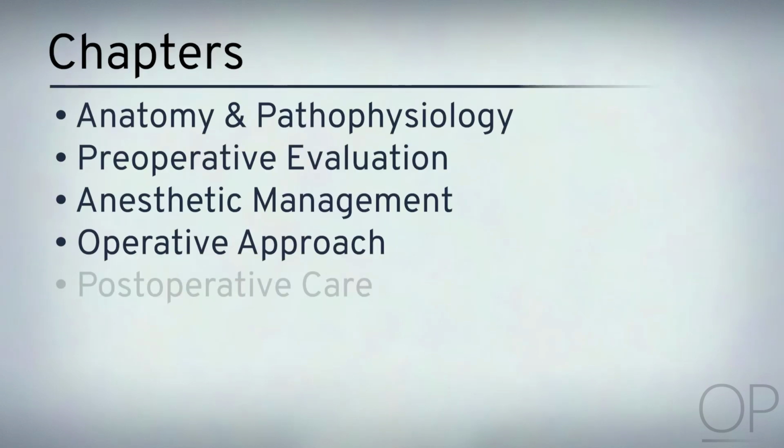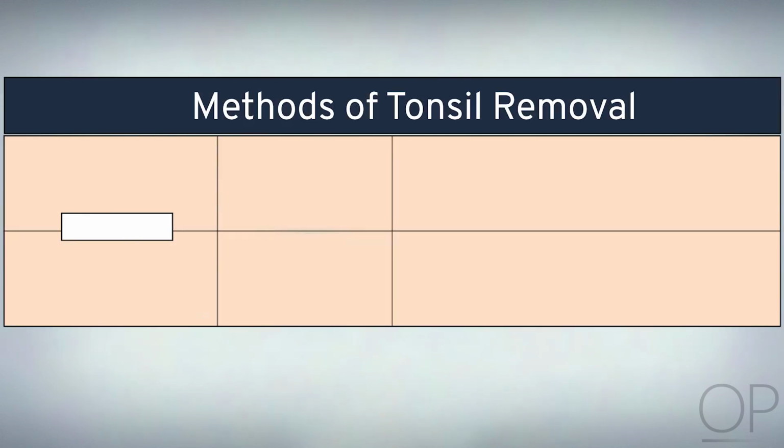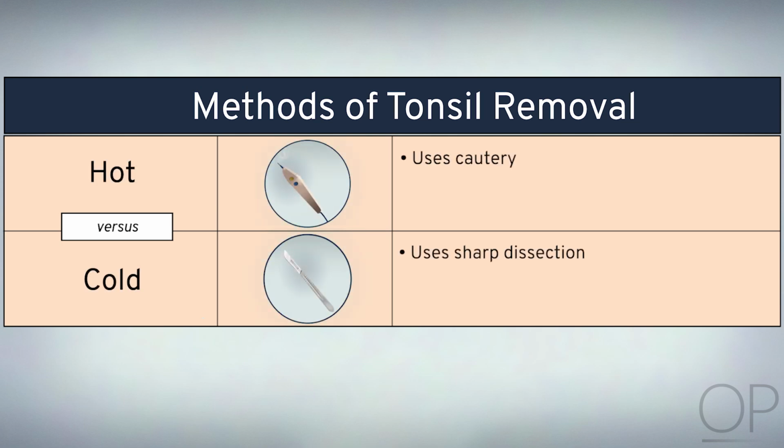Operative approach. There are multiple methods for removing tonsils. There are hot procedures using cautery, as well as cold procedures using sharp dissection. During hot procedures, using a low FiO2 can help minimize the risk of airway fire by decreasing the amount of oxygen available for combustion.